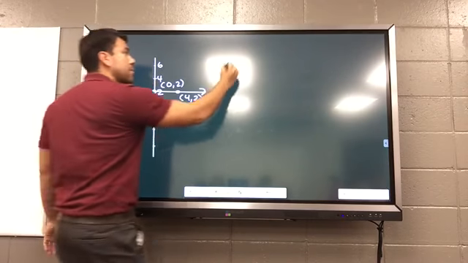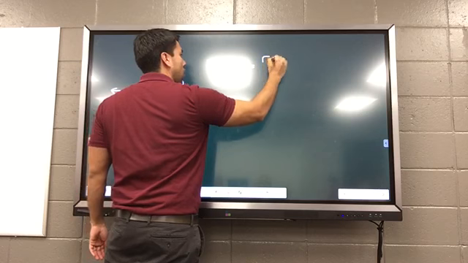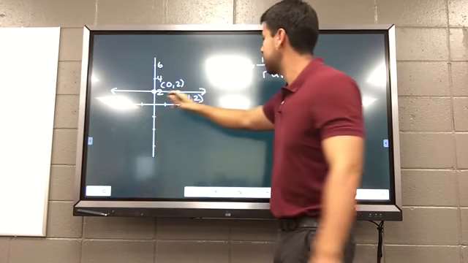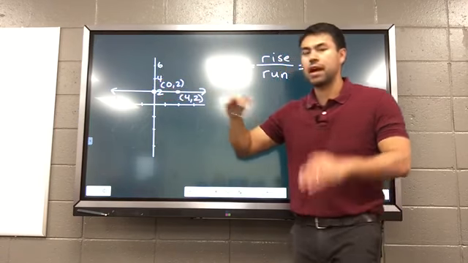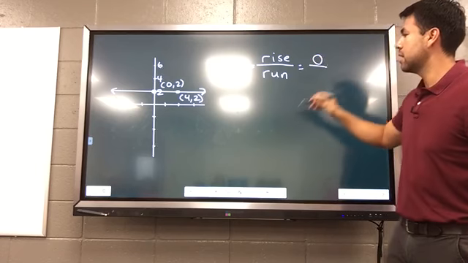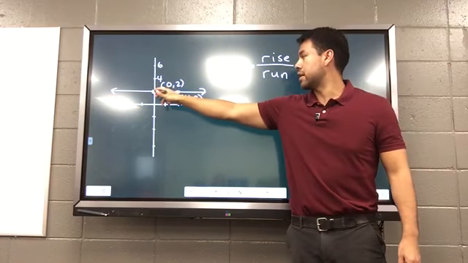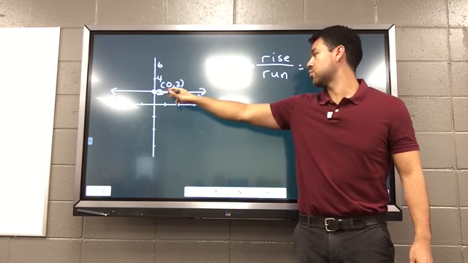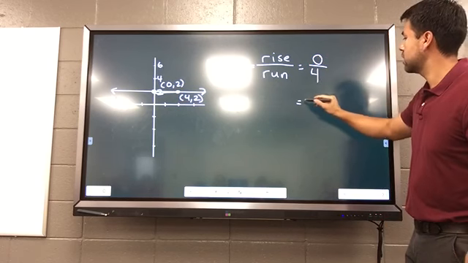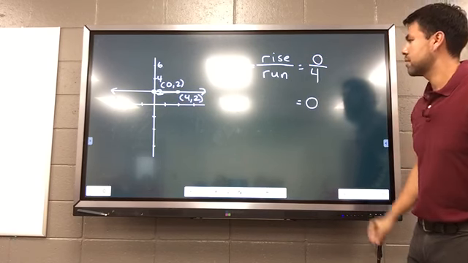Okay, somebody tell me what is the rise from those two points. Let's go from this point to that point. How far did I go up or down? 0, right? Okay. What was my run? 1, 2, 3, 4, right? What's that worth? 0.